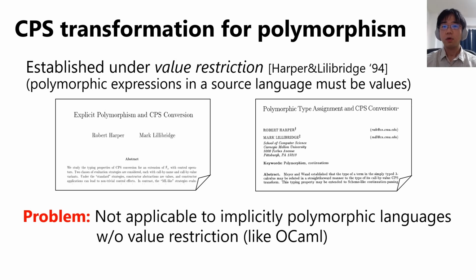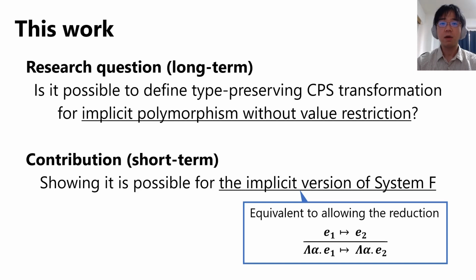For example, OCaml supports type inference and employs a relaxed value restriction instead of simple value restriction. So CPS compiler of OCaml couldn't receive the benefits of type preservation to verify the compiler. Our long-term research question is whether we could obtain type preserving CPS transformation for implicit polymorphism without depending on the value restriction. As a first step to answer this question, we show that it is possible to define the type-preserving CPS transformation for the pure implicit polymorphic language.